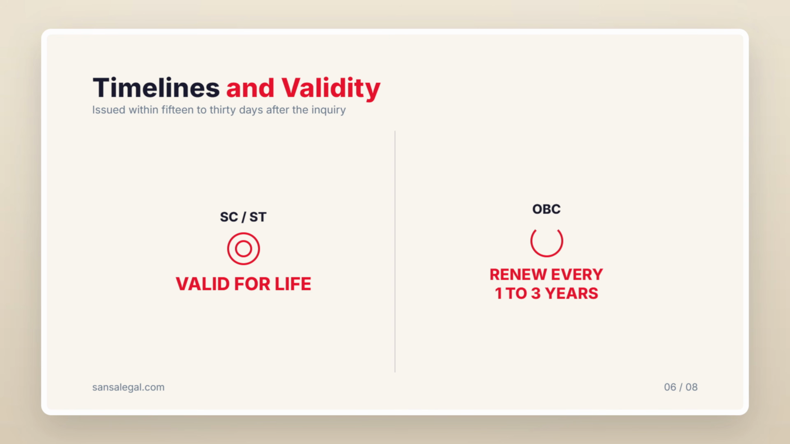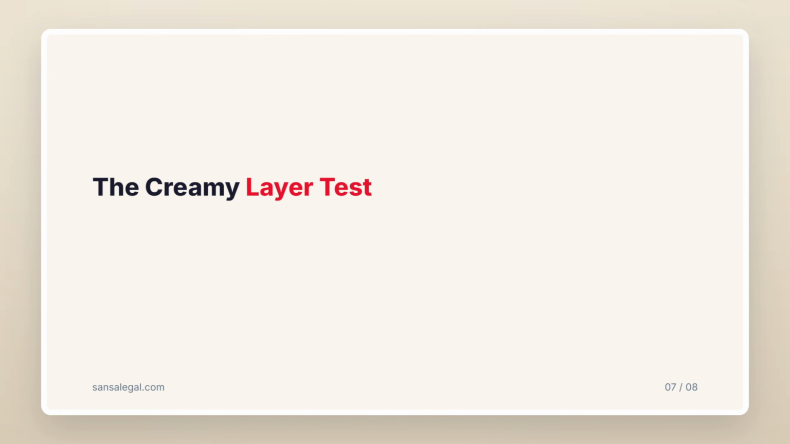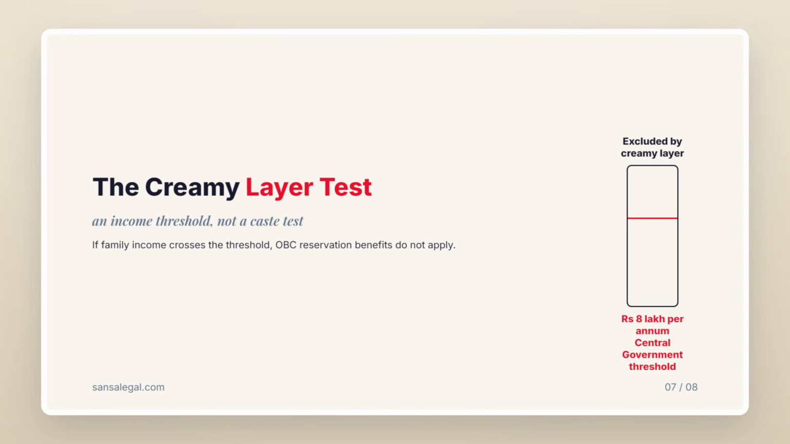SC and ST certificates are valid for a lifetime and never need renewal. OBC certificates are different. They carry a limited validity, typically 1 to 3 years, depending on the state. Why do OBC certificates expire? Because OBC reservation benefits depend on the creamy layer income test.